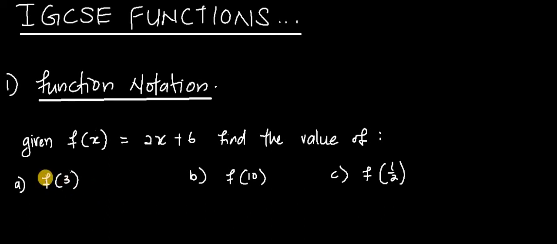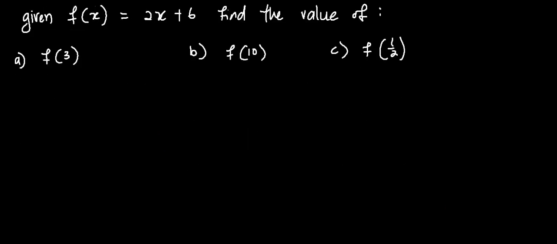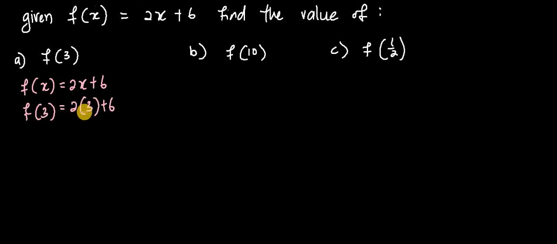Now, f(3): what you're supposed to do is substitute this number 3 inside this equation. f(x) is given as 2x plus 6, so f(3) would be the number 3 substituted inside this equation. So 2(3) plus 6. Remember, whenever you're substituting a number into the equation, just put it in a bracket. The final answer of f(3) you will get is 12.